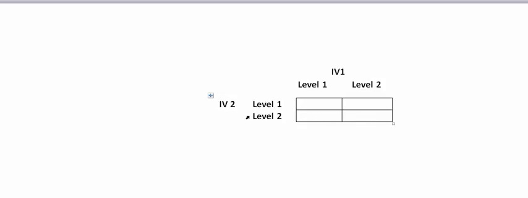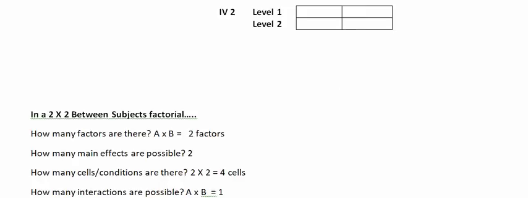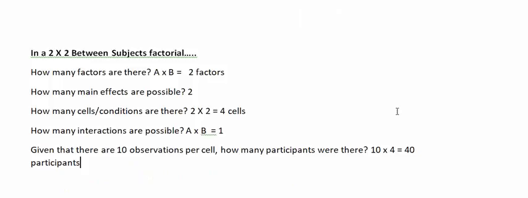Meaning if it's a between subjects design, these are all different people. So in this case, it's just taking that 10, multiplying by the number of cells you have, which is 4, and we'll get 40. And that would be 40 participants in this case. And that is how you answer that question.